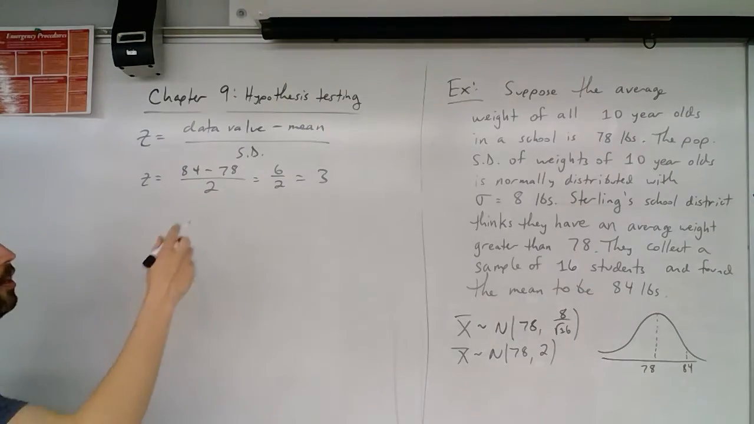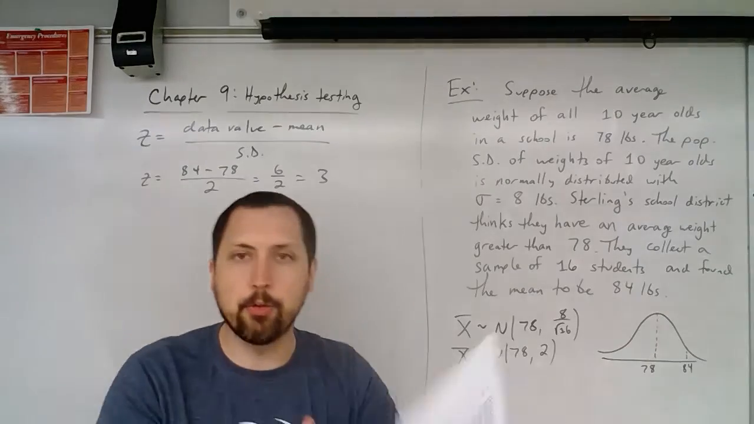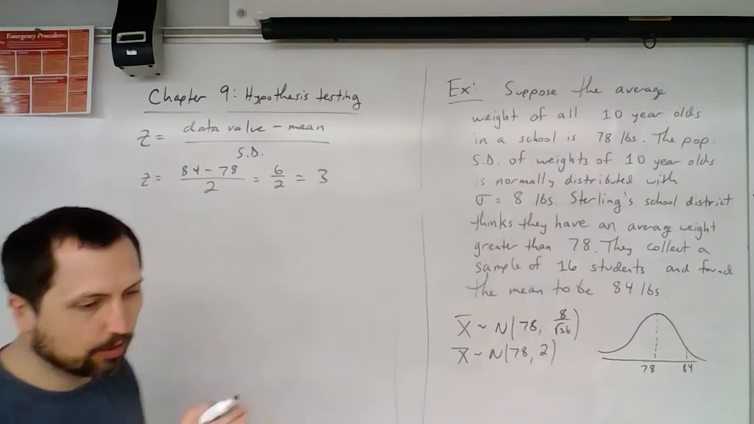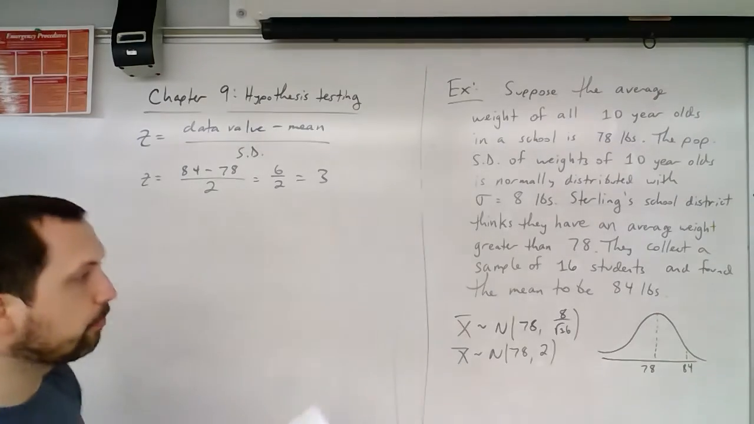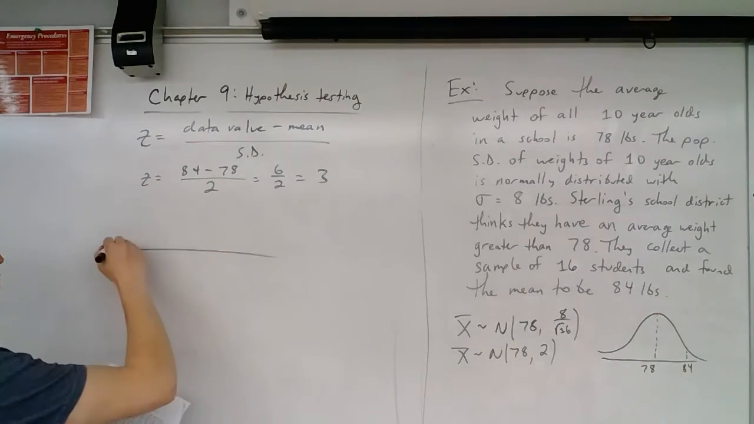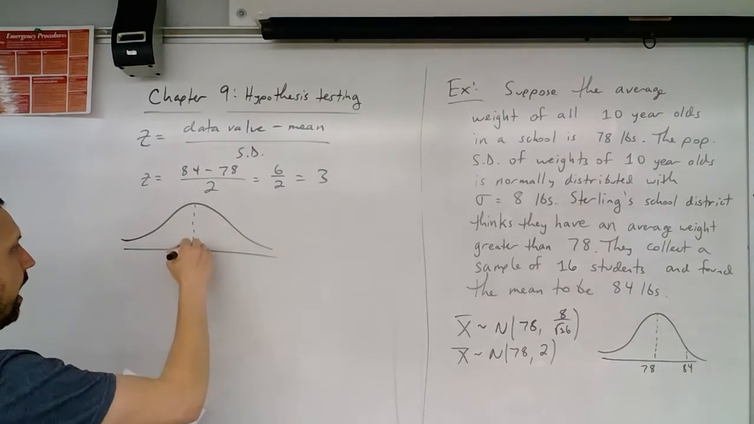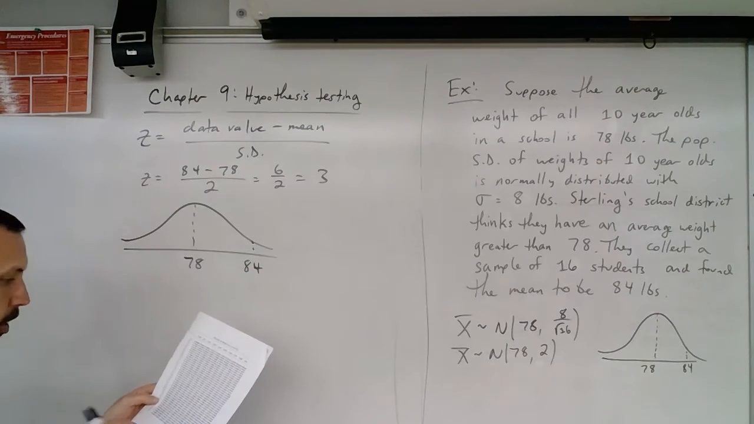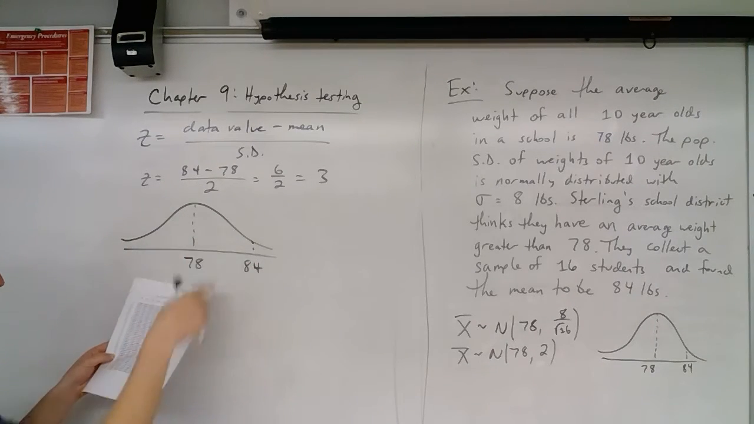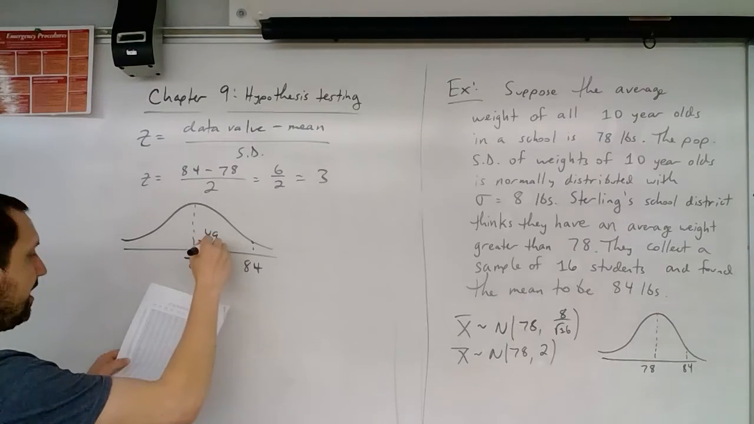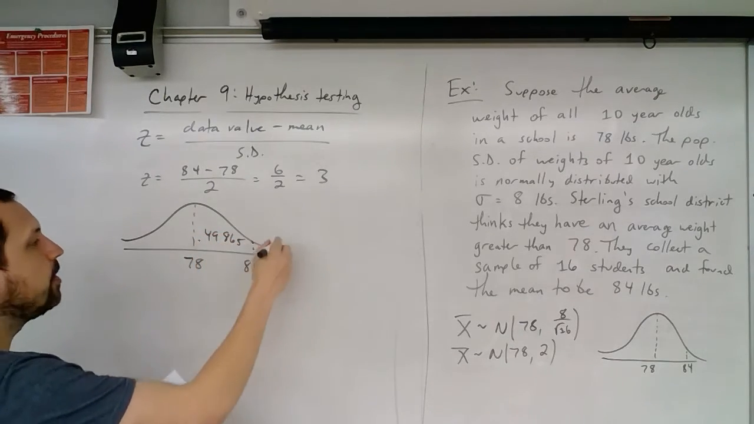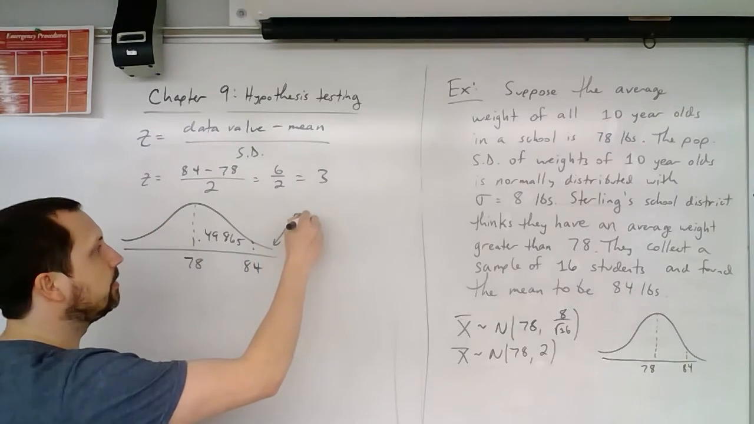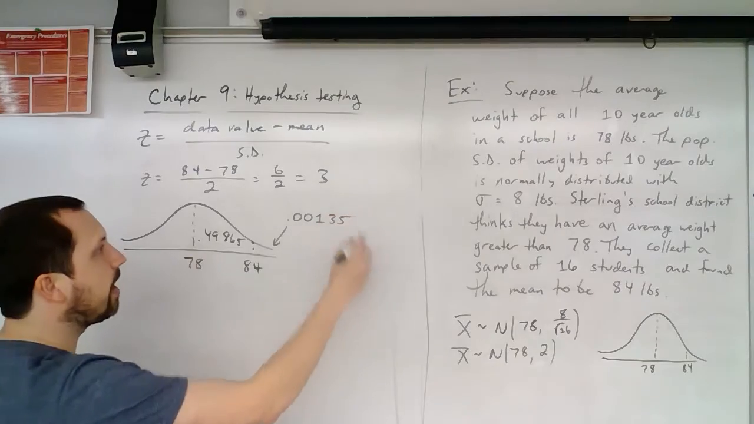So you could now use the chart if you would like to. If you still have this handy dandy chart here, you'll be like, hooray, I remember how to use that too. You look over here at a z-score of 3. And in our picture, we have 78, and we would have 84. Using this chart, we see that this area right here would correspond to 0.49865. So then this here would be 0.5 minus that, so that would be 0.00135.